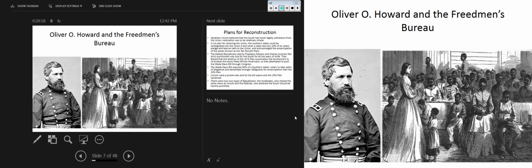A lot of the people that volunteered to teach through the Bureau were young women from the North. A lot of them were really devout Quakers, devout Presbyterians, Episcopalians, different religious faiths that sort of saw this as missionary work.